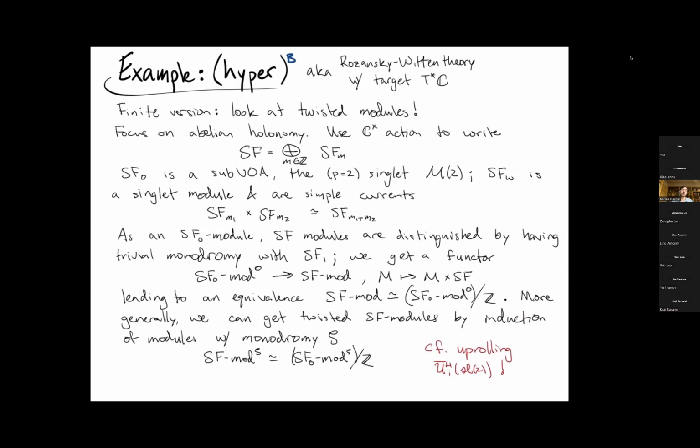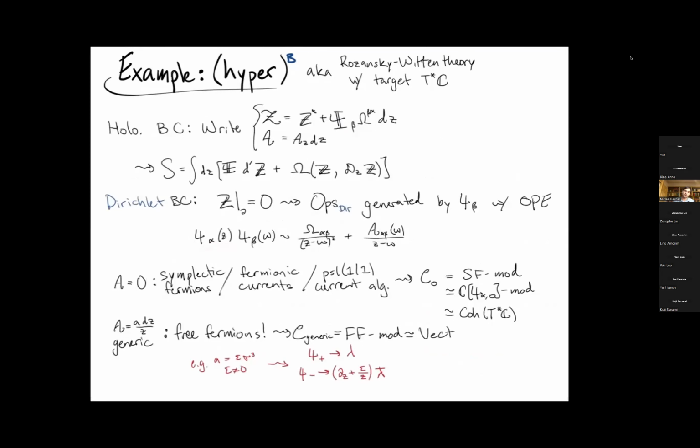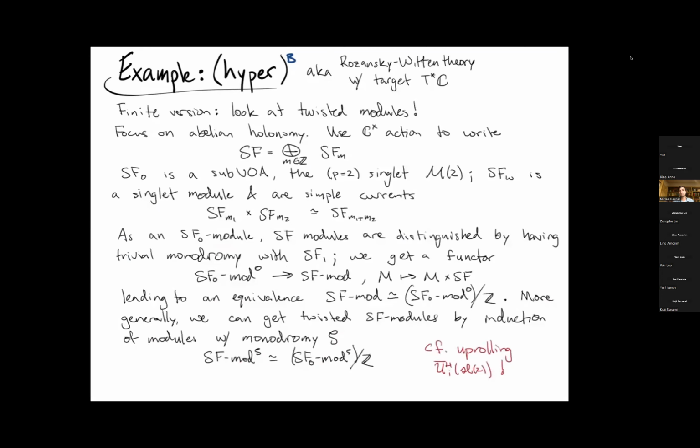We take our symplectic fermion VOA and we decompose it in terms of weight spaces for this C star action. Back here, this is just the C star action that scales psi plus with weight one and psi minus with weight minus one. So when we do this, we actually find that the symplectic fermion VOA's weight zero part is actually a sub VOA. Moreover, it has a name. It's called the singlet VOA for p equals two. Moreover, these higher weight spaces are modules for the singlet VOA. And moreover, they're simple currents, where if I fuse them with one another, I just sum the weights together.